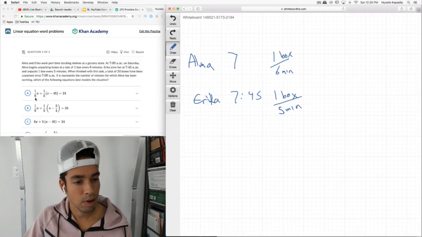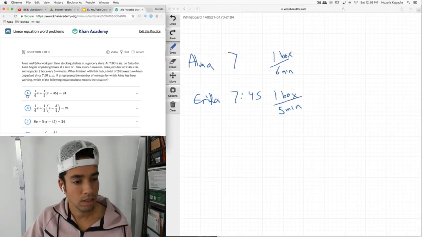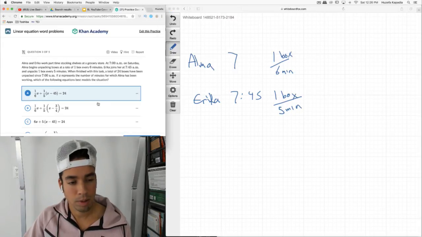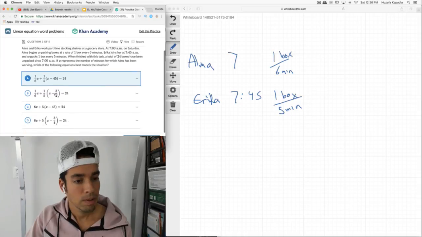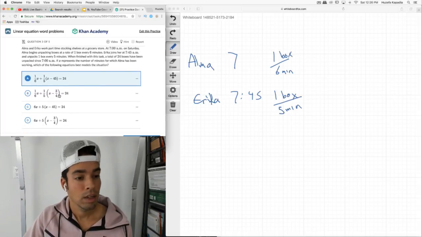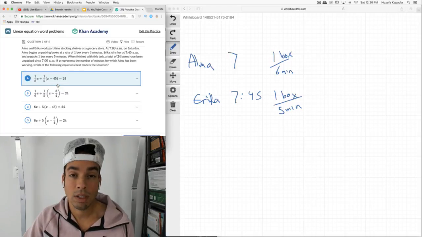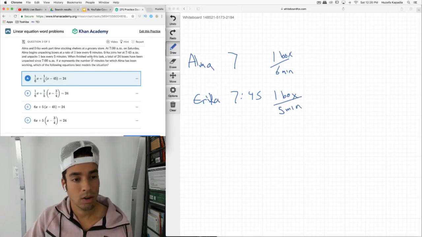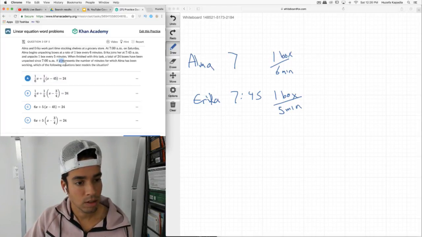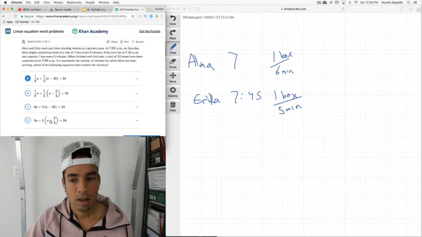I feel like A is probably pretty good, but I'm going to tag it, and I'll explain why in a second. Let me just look at these other ones. This one is in hours. 45 minutes, they're subtracting 3/4 from 1 hour, essentially. But it's not in hours. It's saying X represents the number of minutes. So these would be correct if we're talking about hours. So I'm looking at either C or A.